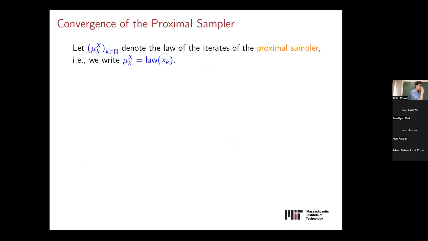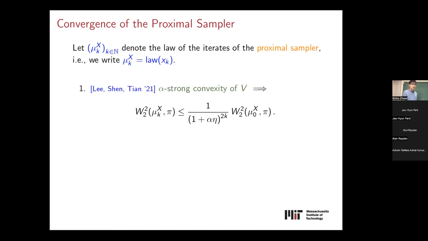Just a bit of notation: mu_k^X is going to be the law of the iterate of the x variable. Remember, in the proximal sampler there's an x and a y, and we alternate. So mu_k^X is the law of the x variable at iteration k. The first result, shown in this paper by Lee, Shen, and Chen, is that under the strong convexity of V, they're able to get some Wasserstein contraction of your iterates to the target distribution.